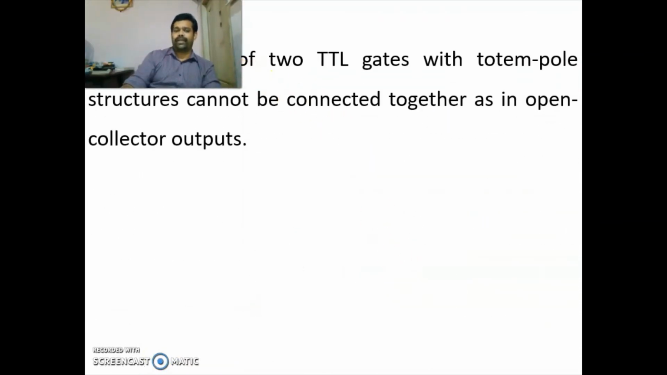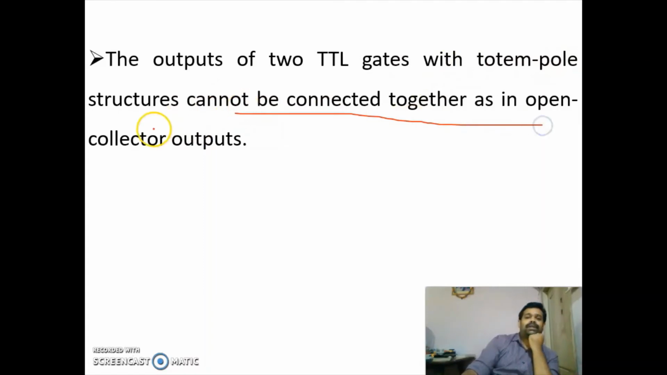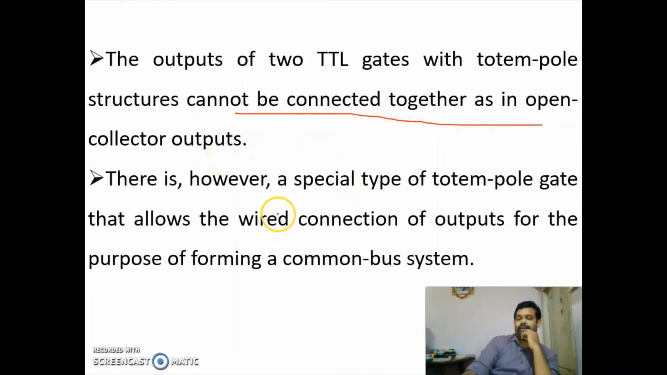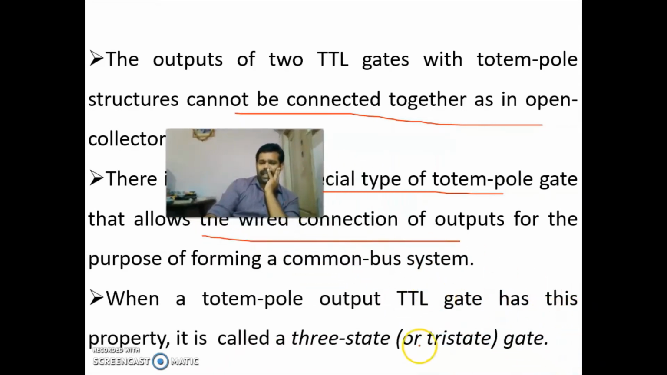So now we will go into the explanation. The outputs of two TTL gates with totem pole structures cannot be connected together as in open collector. In open collector, you can connect the outputs of two TTL gates, but in totem pole you can't connect. So we are going for a special type of totem pole gate that allows wired connection of outputs. When a totem pole TTL gate has this property, it is called a tri-state or three-state gate.